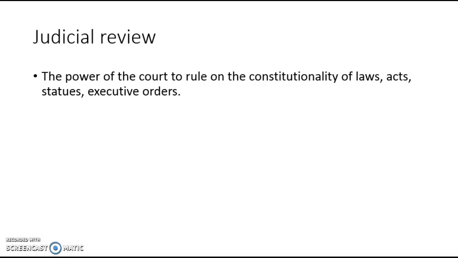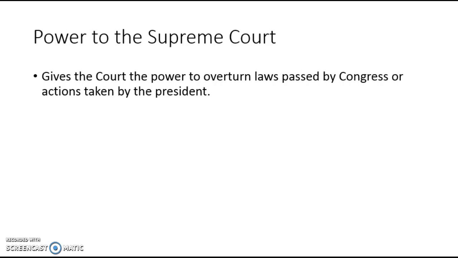You remember judicial review was established with Marbury versus Madison. It's the power of the court to rule on the constitutionality of laws and acts and executive orders. Now we're talking about power that the Supreme Court has. It gives the power to the court to overturn laws passed by Congress or actions taken by the president. That's judicial review, gives the court that power. That really is the key check that the Supreme Court has on both of the other branches.